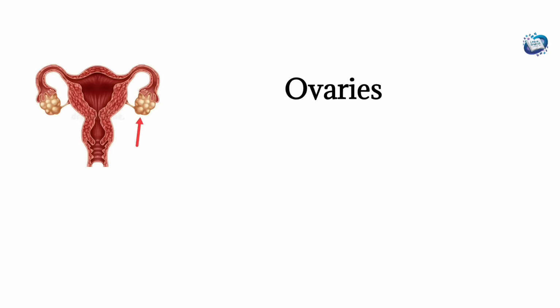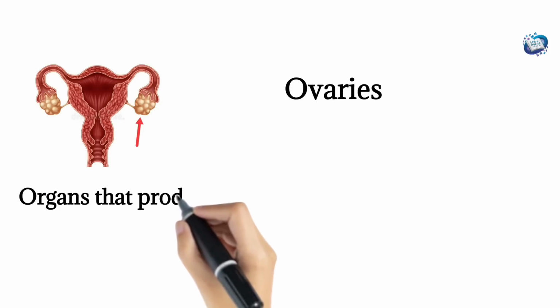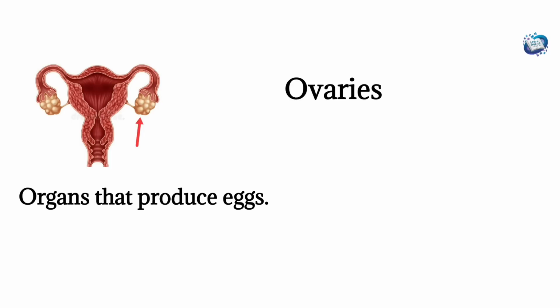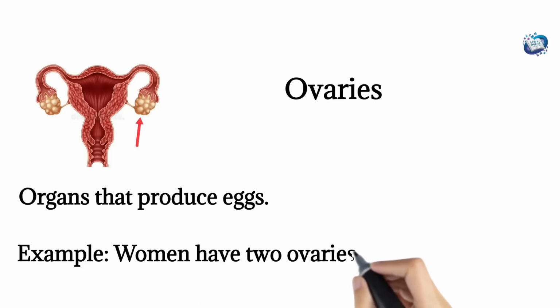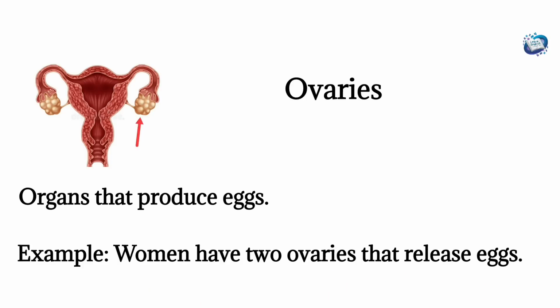Ovaries. Organs that produce eggs. Example: women have 2 ovaries that release eggs.